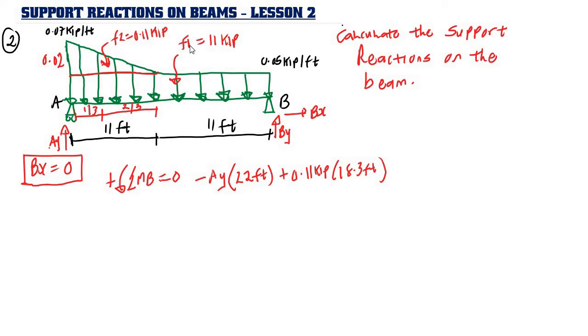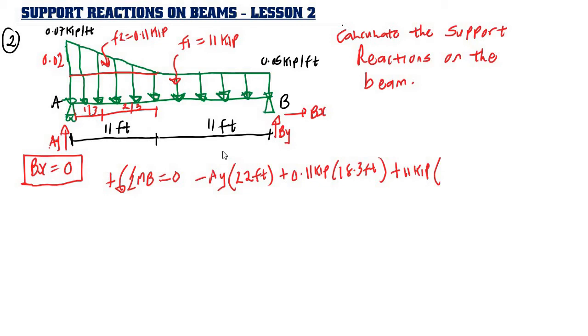Now, what about F1, 11 kip? If we applied a downward force, 11 kip on this beam relative to this point B, it is going to try to rotate this beam in the counterclockwise direction. Because this is counterclockwise, meaning it is positive. So this is positive 11 kip, then multiplied by the distance.